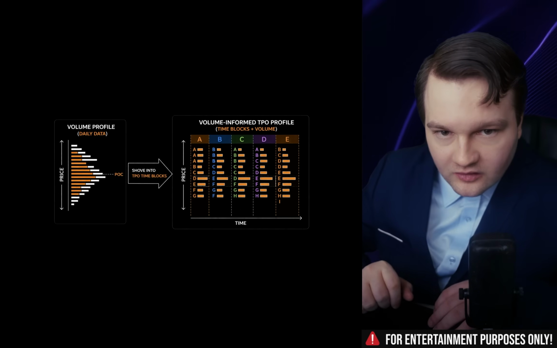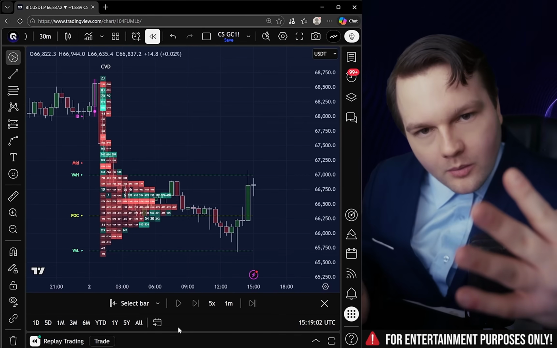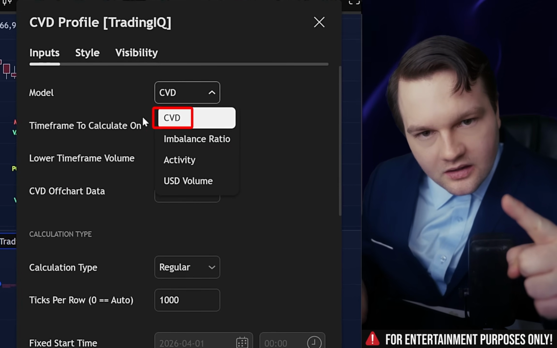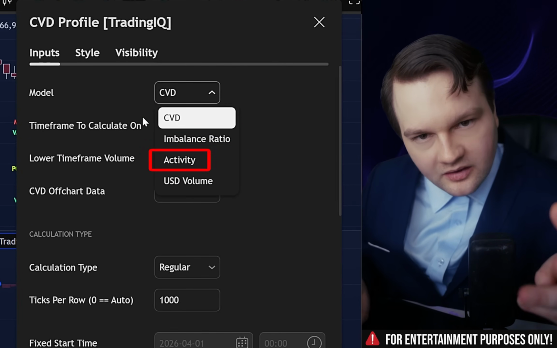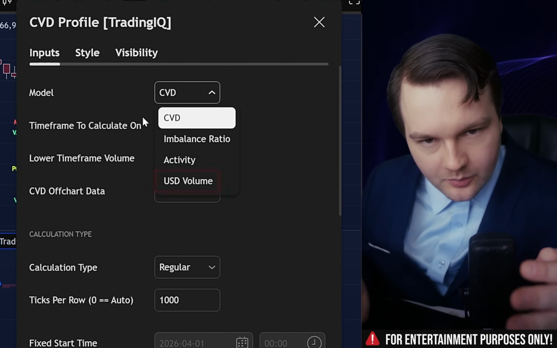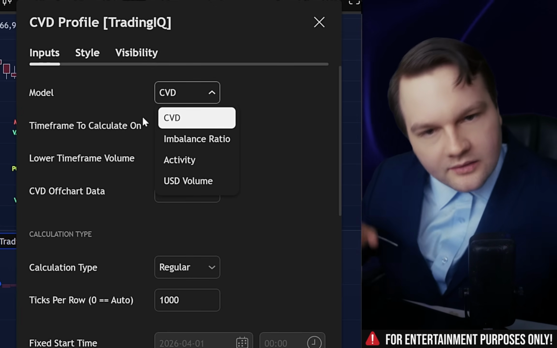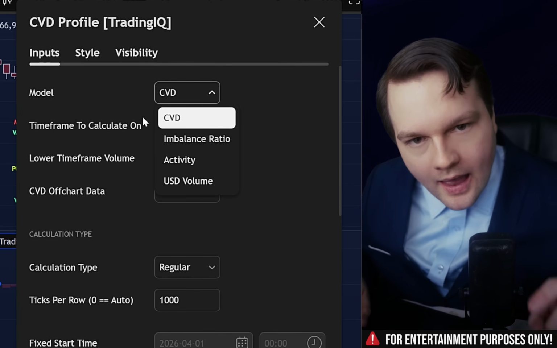There's 4 models for this: CVD, imbalance ratio, activity, and USD volume. And yes, I can add more. Let me know in the comments below if you have a good idea.